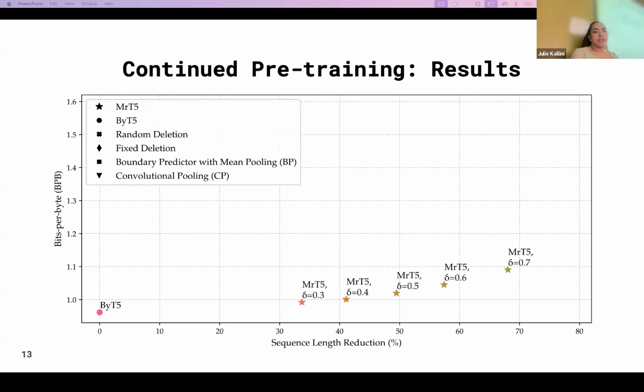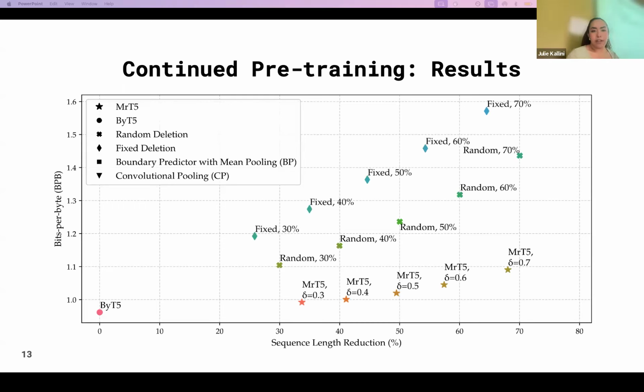Next, I have the performance of several MrT5 models with different deletion rates. More deletion results in generally higher bits per byte, but MrT5 is generally competitive with Byte-T5, especially when we compare it to other baselines. So here we have the random deletion models. Here are the fixed deletion models. The alternative pooling baselines are not that competitive with MrT5 either. And in general, we find that MrT5 has a much lower bits per byte for similar sequence length reduction rates as the other alternative baselines.